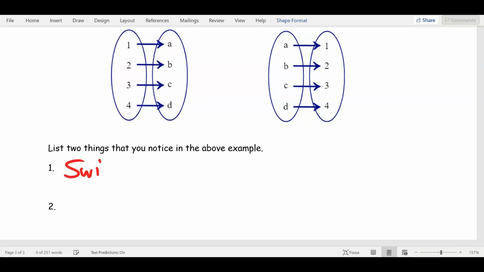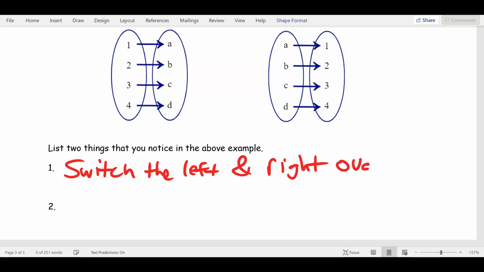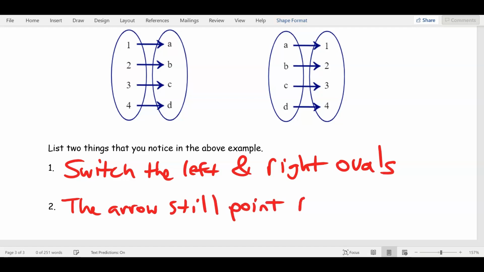We switch the left and right ovals, but still point right. Cool.